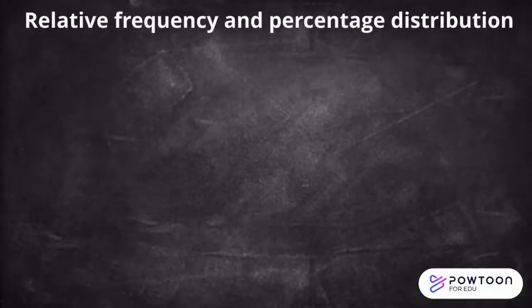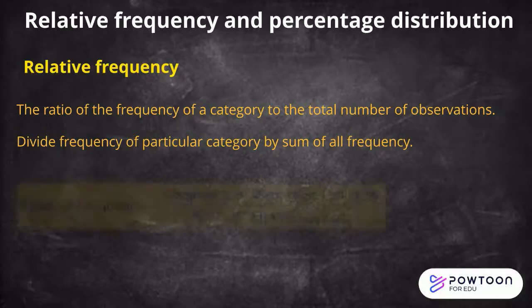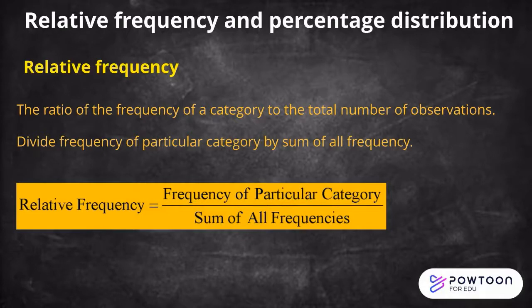Relative frequency and percentage distribution. Relative frequency is the ratio of the frequency of a category to the total number of observations. Divide the frequency of a particular category by the sum of all frequencies. This is the formula of relative frequency, which is equal to the frequency of a particular category divided by the sum of all frequencies. Let's look at the example.